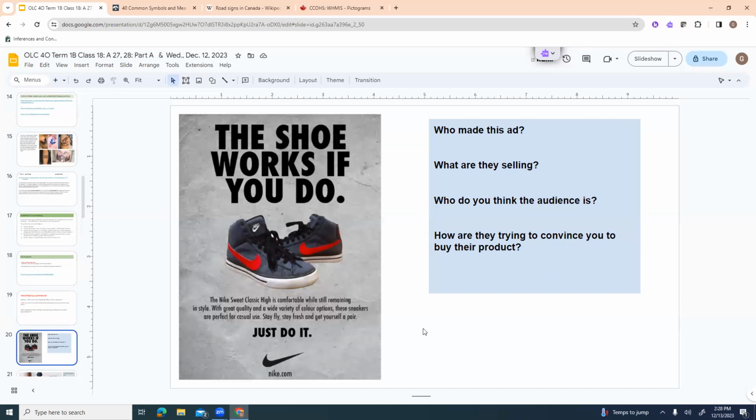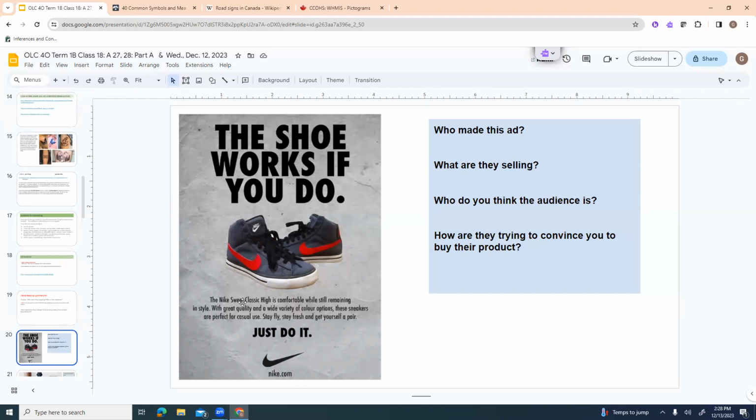So here is an ad. It says the shoe works if you do, and there's a picture of shoes. And then the ad copy says the Nike Sweet Classic High is comfortable while still remaining in style. With great quality and a wide variety of color options, these sneakers are perfect for casual use. Stay fly, stay fresh, and get yourself a pair. Just do it.